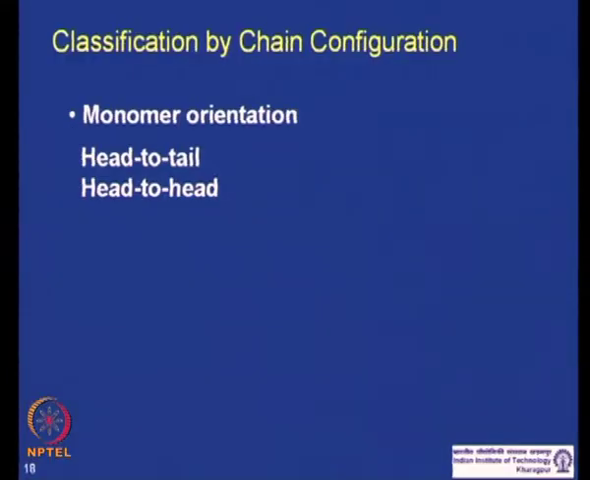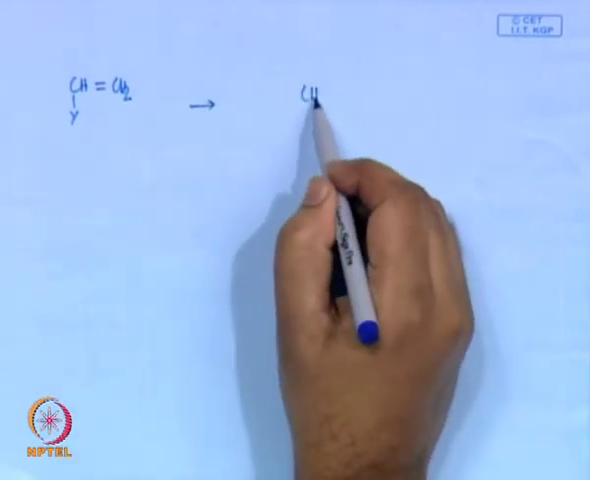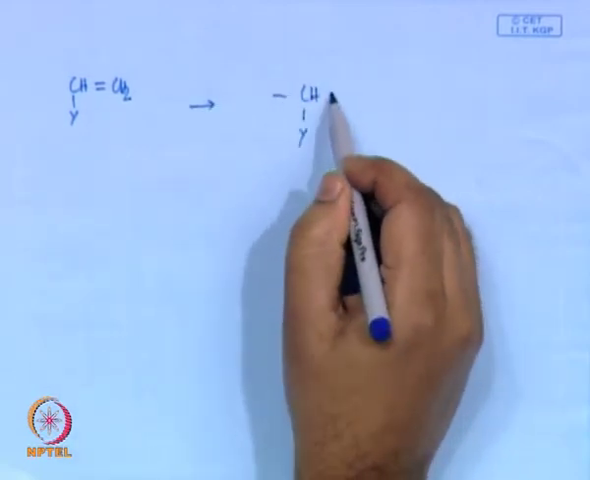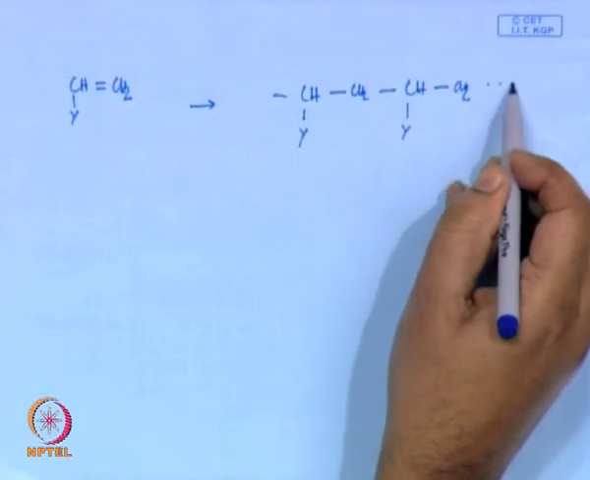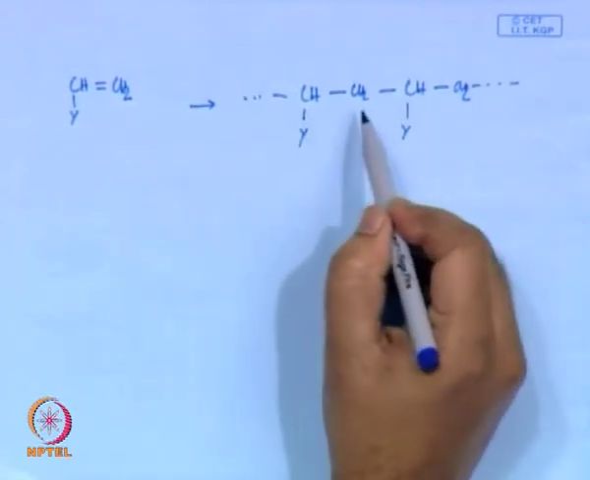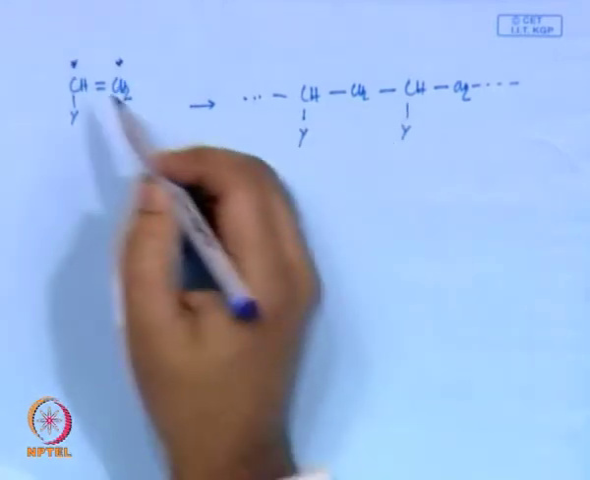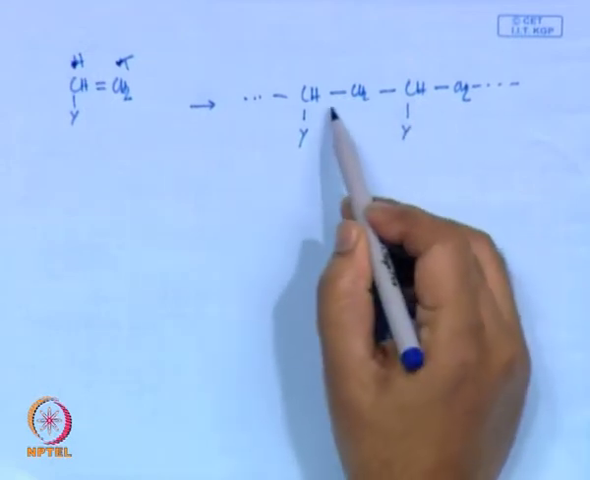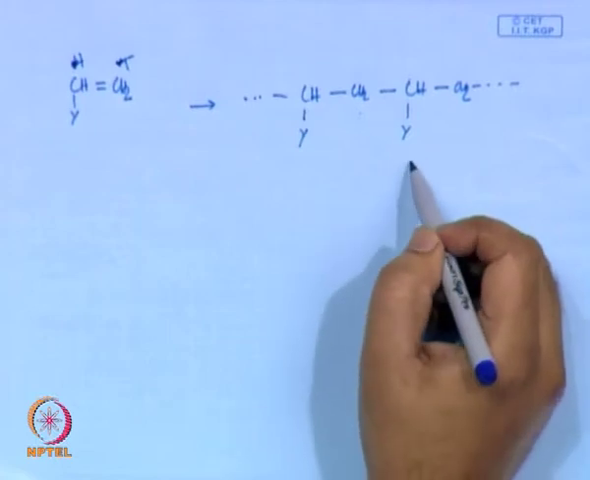We can classify polymers by chain configuration. For example, if I take a monomer like this, it can make polymers in two ways. If this is a head and this is a tail, and this is head and this is tail, then the polymer is formed by linking head to tail and so on. So, it is a head-to-tail polymer.